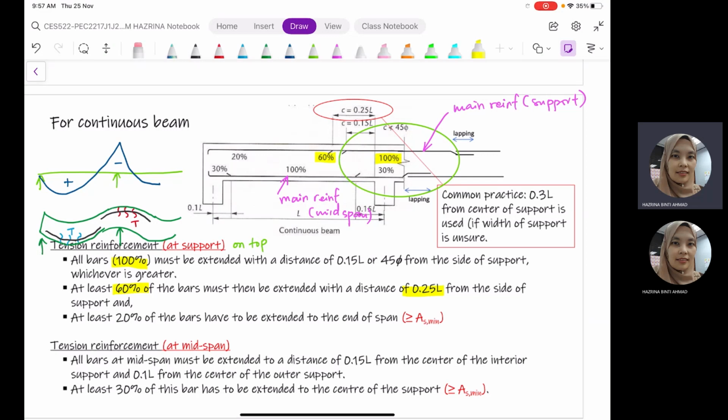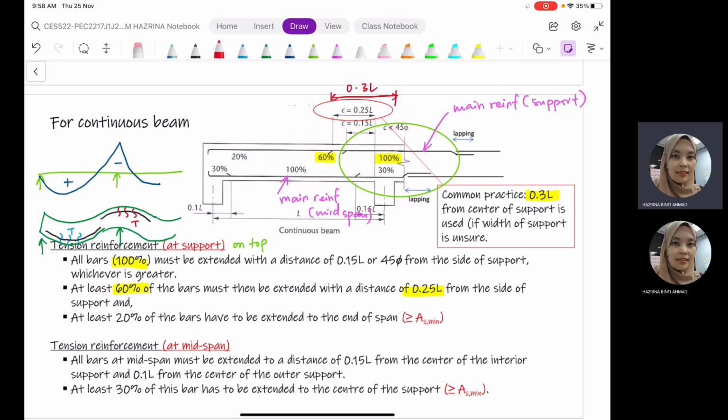In common practice in construction, we usually use 0.3 L from the center of support, because the support of our beam sometimes could be uncertain. We have various sizes of columns, for example. Therefore, for the common practice, usually we will be taking the distance of 0.3 L, which is approximately here, considering the center of the support. So this is 0.3 L, for the common practice.